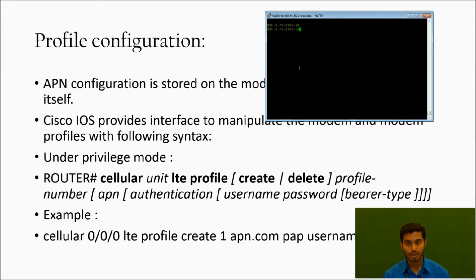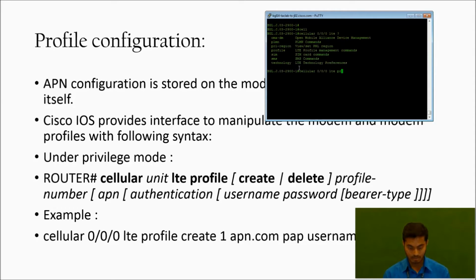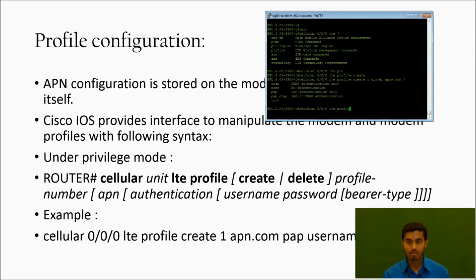In order to change any configuration, here is how you do it. Do a cellular 0/0/0 LTE profile, and that's profile number 1. Create a profile number 1. Here we are using an Airtel SIM card, so that will be airtel.gprs.com. This will be supplied by the service provider, and any authentication, whether it's CHAP or PAP or none, there is no authentication.